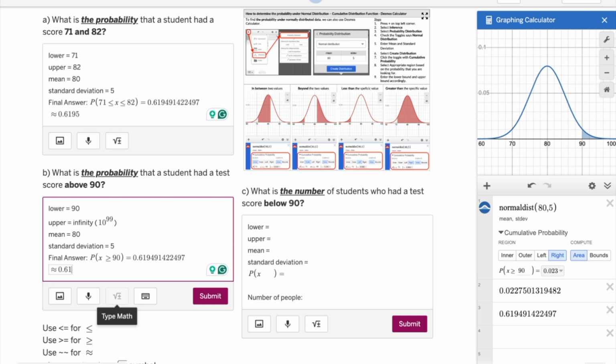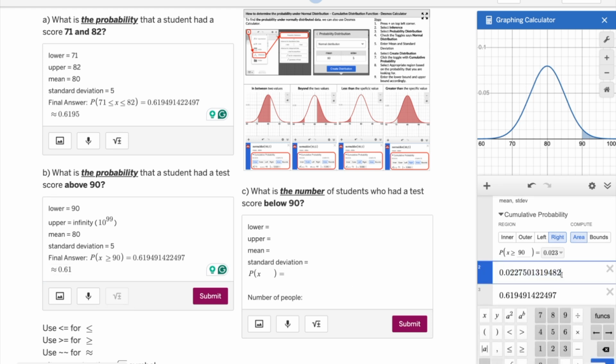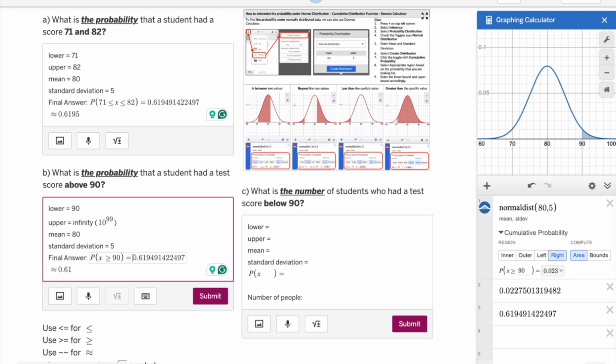0.61. Is this the same value? I don't think so. I think I copied the wrong value right here. So it should be 0.0228. So that's how you can find the above probability.